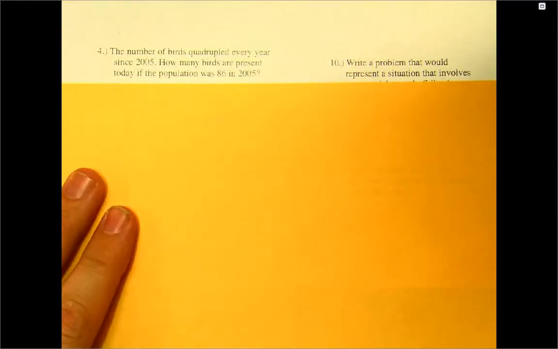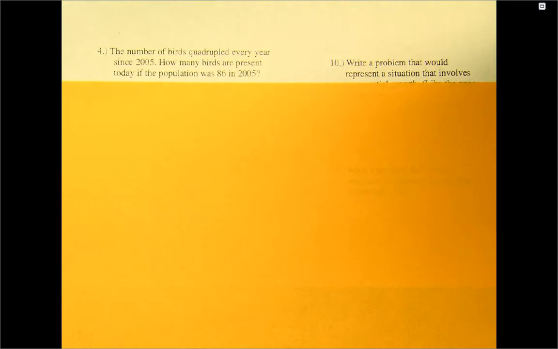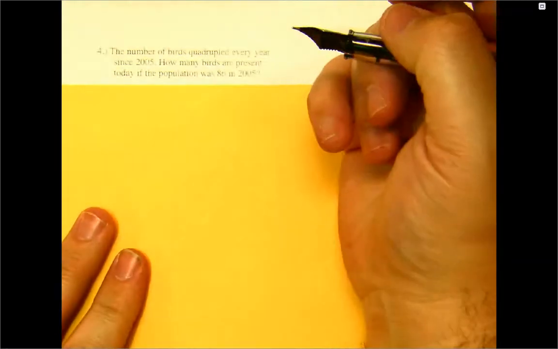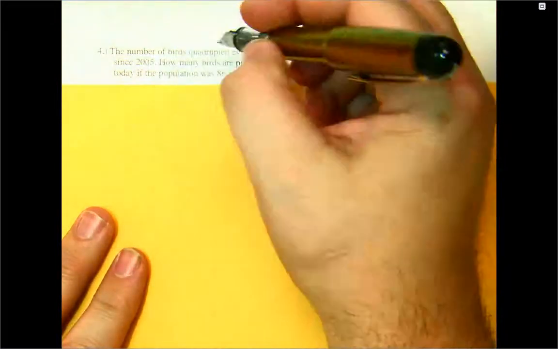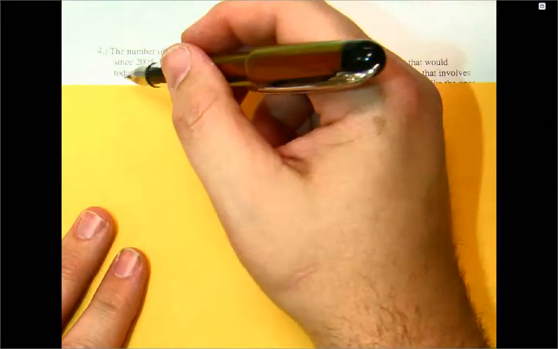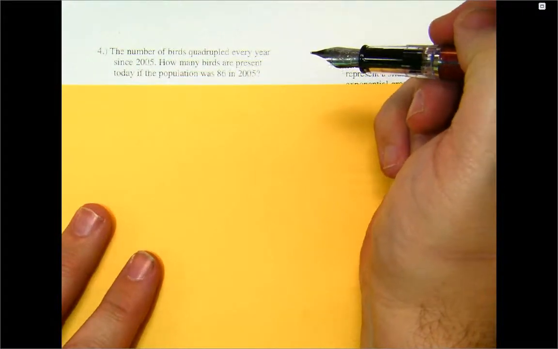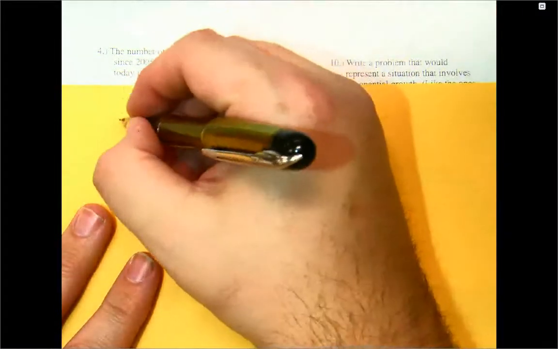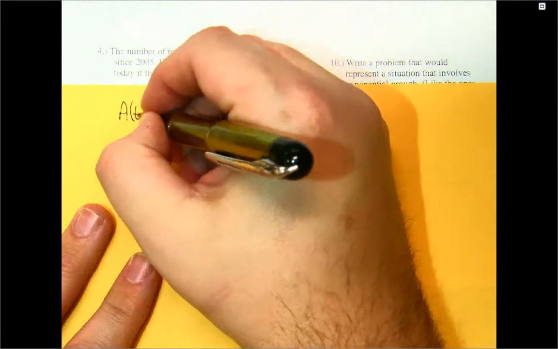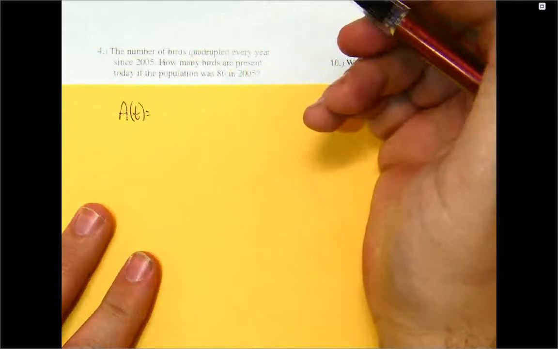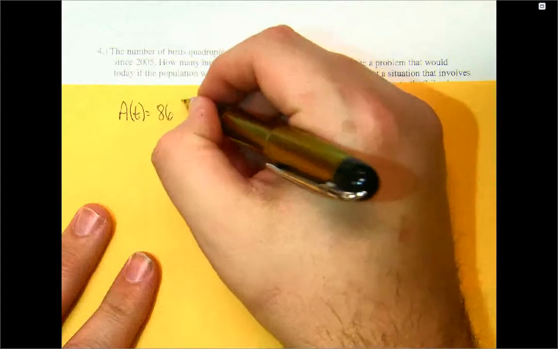All right, number 4 says the number of birds quadruples every year since 2005. How many birds are present today if the population was 86 in 2005? Let's build the function. A of t is going to be equal to, how many birds do we start with? 86. Now, quadruple. What does quadruple mean?